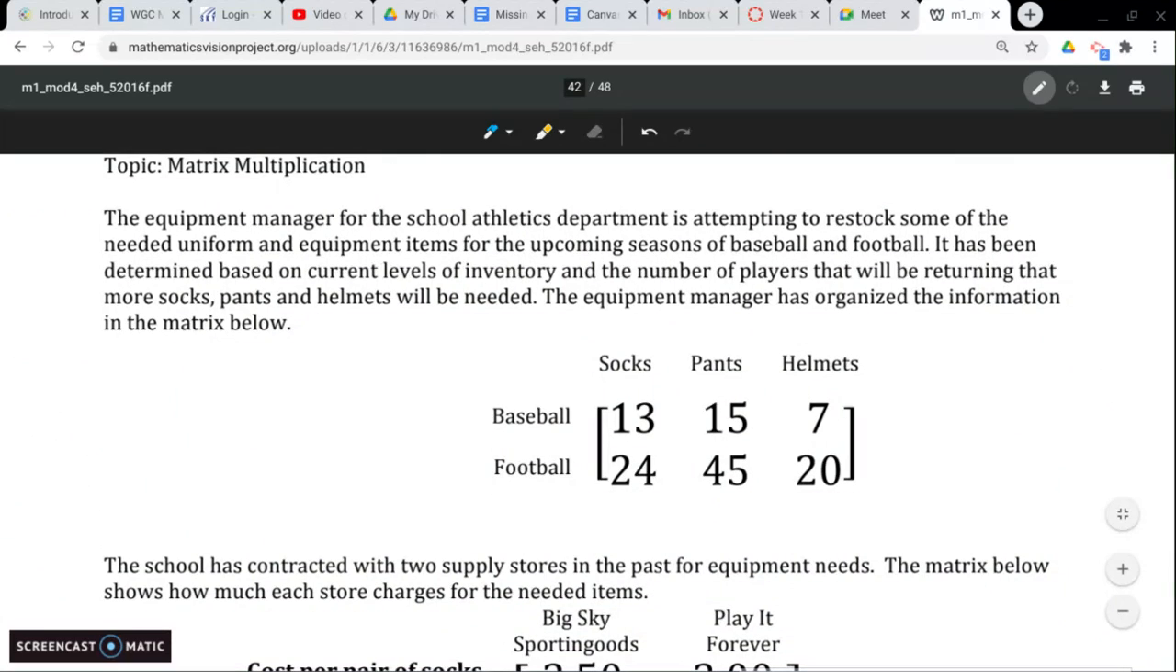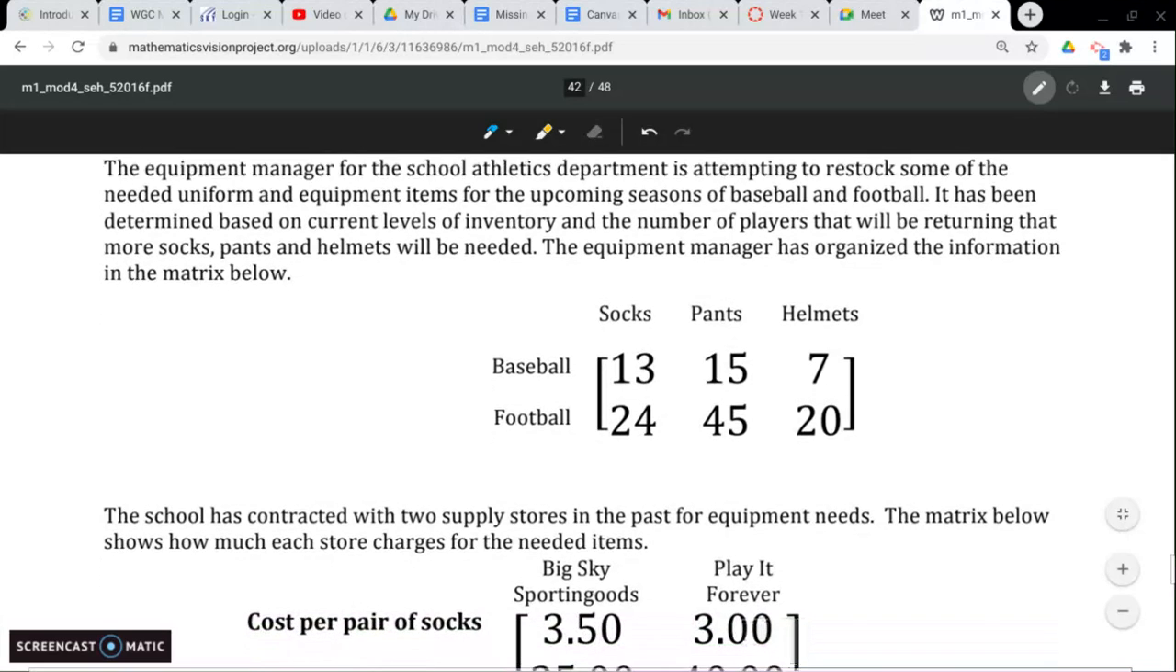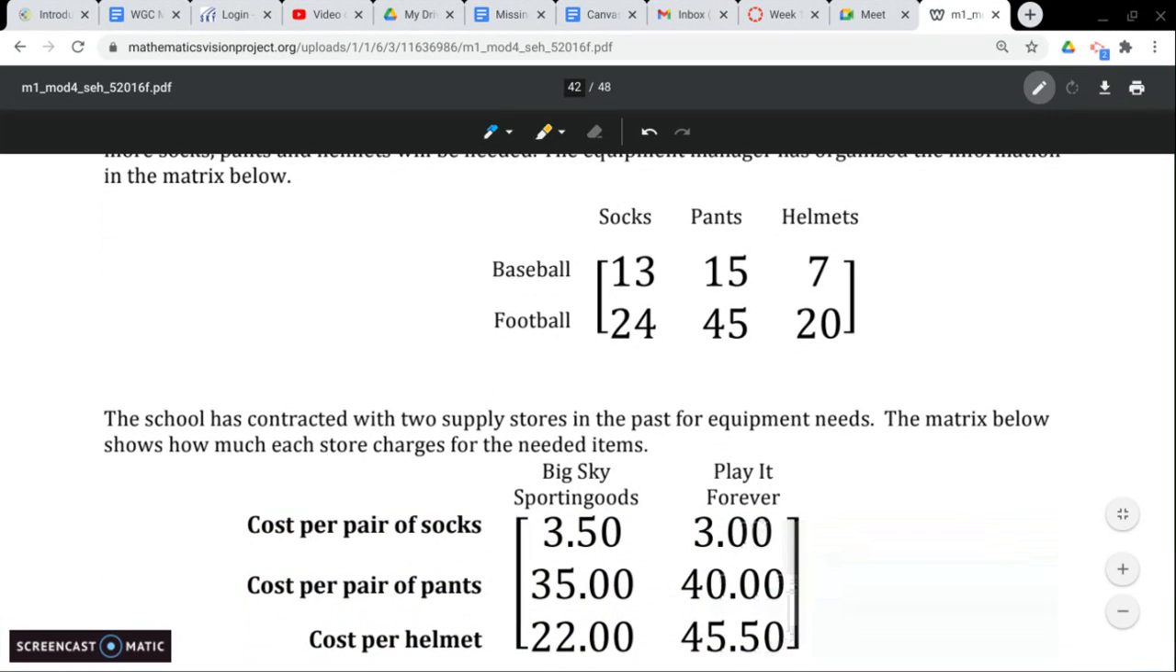Matrix multiplication. So I'm going to do all of this with you because matrix multiplication can be rather tricky, but hopefully it'll make sense. So the equipment manager for the school athletics department is attempting to restock some of the needed uniform and equipment items for the upcoming seasons of baseball and football. It has been determined, based on the current levels of inventory and the number of players that will be returning, that more socks, pants, and helmets will be needed. The equipment manager has organized the information in the matrix below. So here's all what they need for each of the different sports.